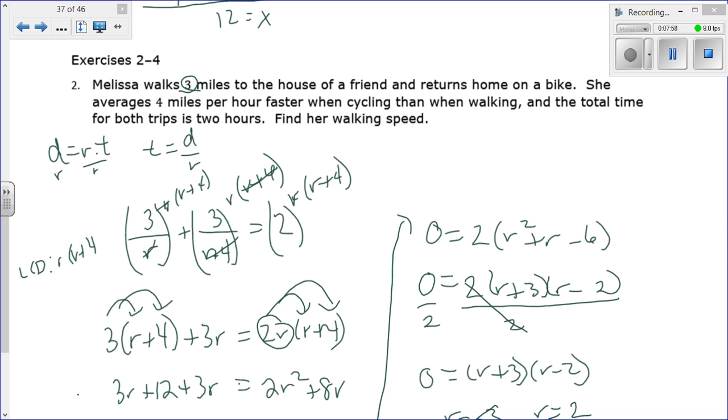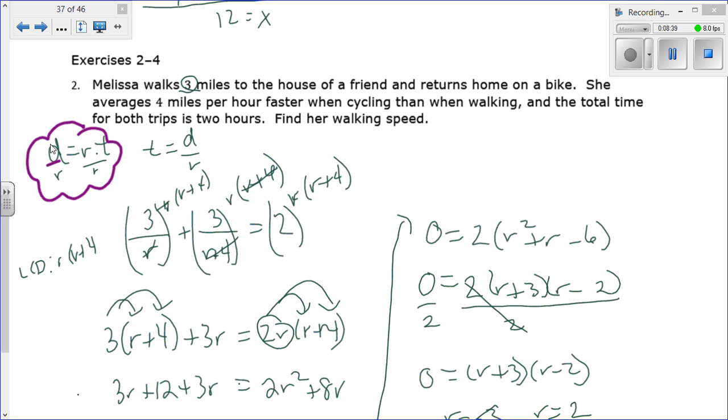Find her walking speed. Well, we have to go back to our distance equals rate times time. You did this in 9th grade or in algebra, whichever it was for you. I need to figure out how long it took her, so I divide both sides by r, and I get the time equals... so I was looking for her speed, but what do we know? We know the distance, and we know it took her 2 hours in total. So the time is equal to distance divided by the rate.